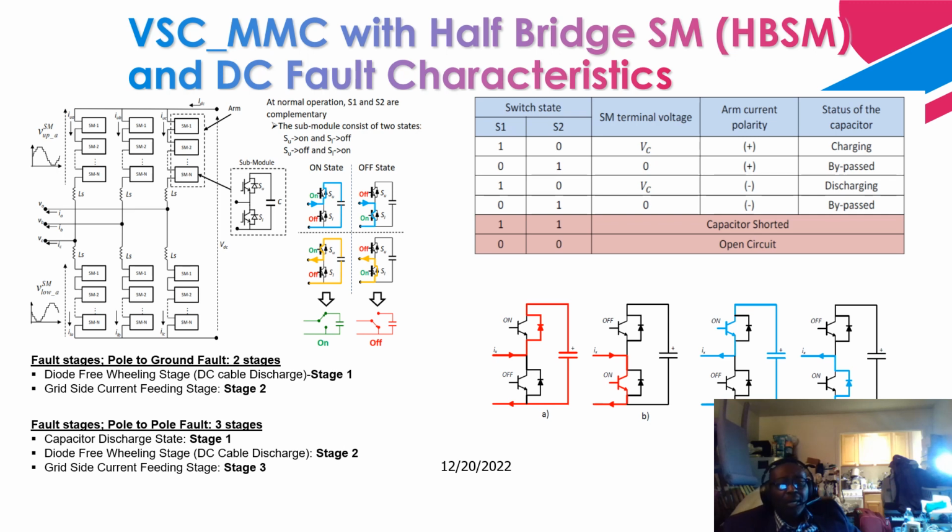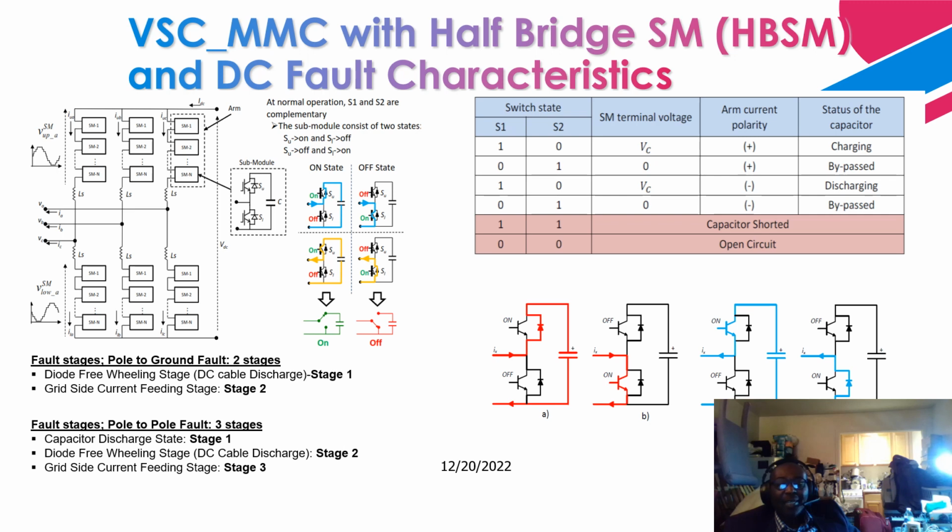For the operating states, we have four operating states of this module. The first one is when IGBT 1, the top one, is on. Current flows through the freewheeling diode to charge the capacitor. So we have a positive polarity of the current flowing through the upper arm. This is charging the submodule capacitor to achieve the required submodule terminal voltage.